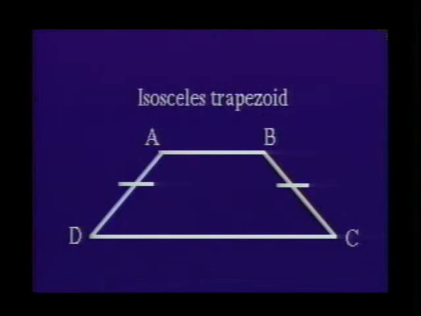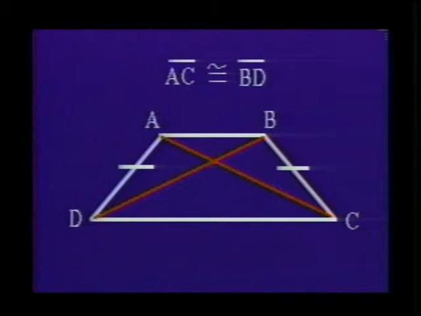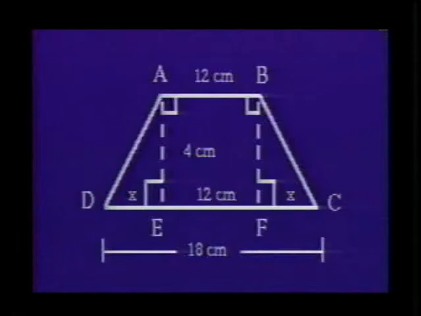If the legs of a trapezoid are congruent, then the trapezoid is said to be an isosceles trapezoid. Trapezoid ABCD is an example of an isosceles trapezoid. In an isosceles trapezoid, the diagonals are always the same length. Therefore, line segment AC is congruent to line segment BD.